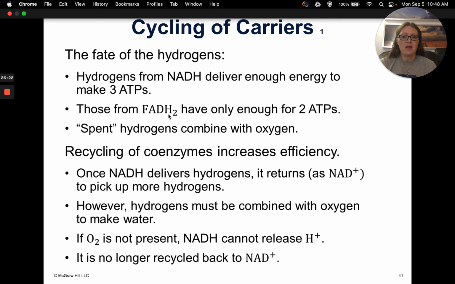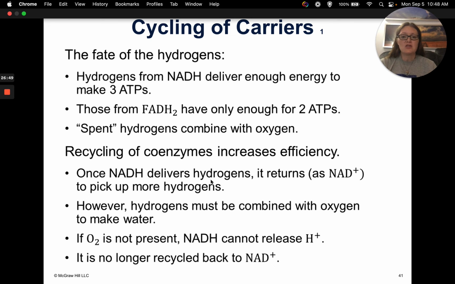So hydrogen from NADH delivers enough energy to make 3 ATP. Those from FADH2 have only enough for 2 ATP. The spent hydrogens combine with oxygen to make water molecules. These coenzymes can be recycled, and this increases the efficiency of this process. It's really amazing to think how our bodies have come up with this process in order to make so much use of all of the materials.